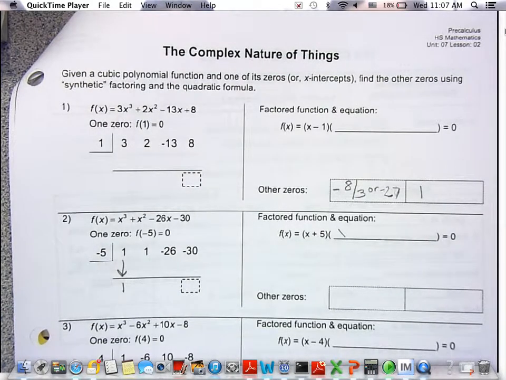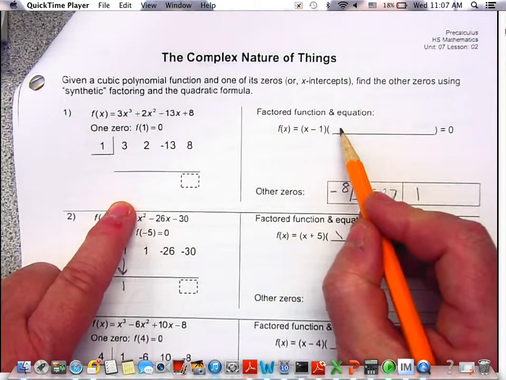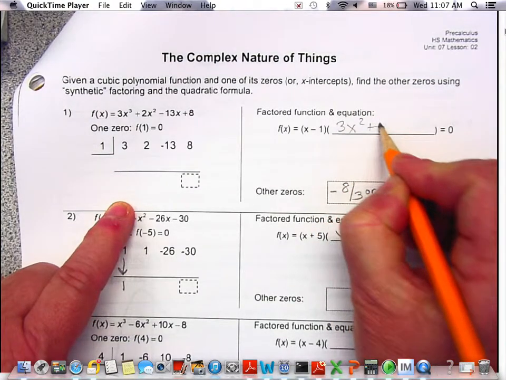Okay, so we talked about the first one, that you should have gotten negative 8/3 and negative 2.7. What did y'all get for this factor right here? 3x squared plus 5x minus 8.